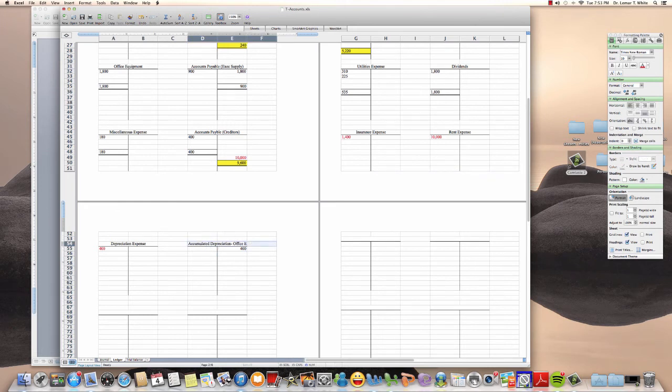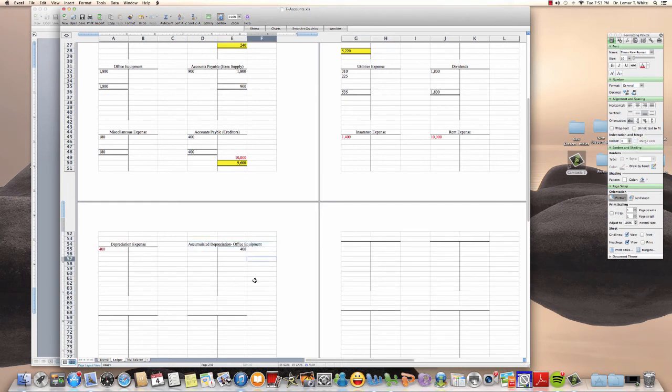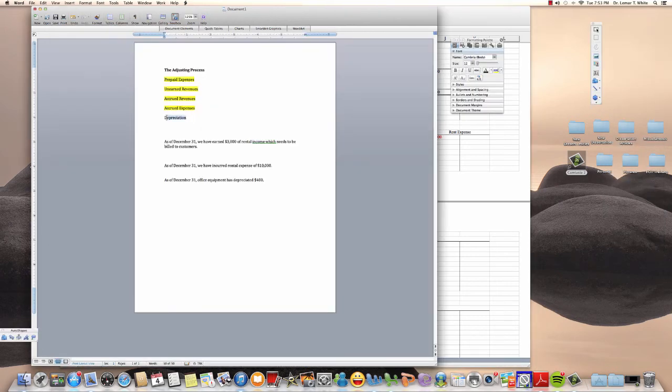And this is a little bit too long, so let me see how I can get it to fit. So it doesn't allow me to... Okay, there we go. So my accumulated depreciation, office equipment, a credit of $400. Okay? All right. That's my depreciation. So we've looked at all of these categories under the adjusting process. And this is what this chapter and this lecture is about.